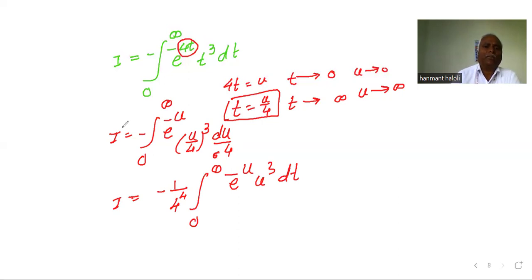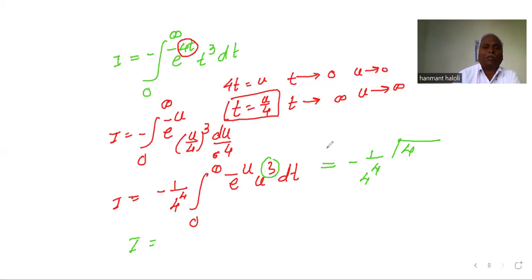Then how is the standard form? The integral of e raised to minus x, x raised to 3, we get the answer minus 1 upon 4 raised to 4 gamma of, this value you have to add 1, which means gamma 4. This is gamma 4. Like that you get the value of any integral in this form by reduction, by substituting the values.